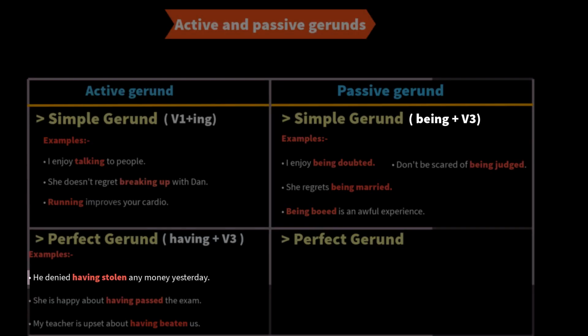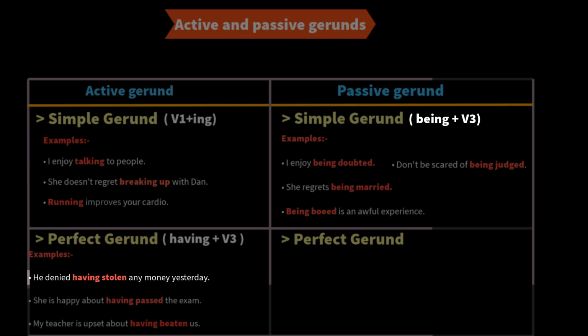He denied having stolen any money yesterday. He denied what? Having stolen any money yesterday. So having stolen is our gerund, our active form of a perfect gerund. He denied what? Having stolen any money. Now, the action of stealing refers to a time that is previous than that of the main verb denied. So the first action, which is stealing, happened first, then happened the second action, which is denying.